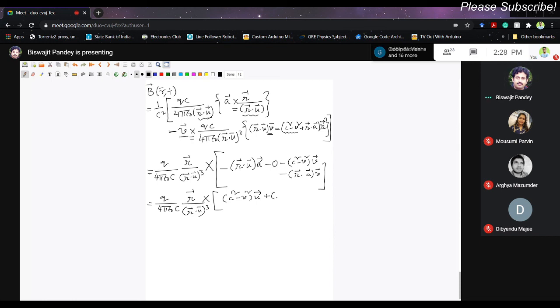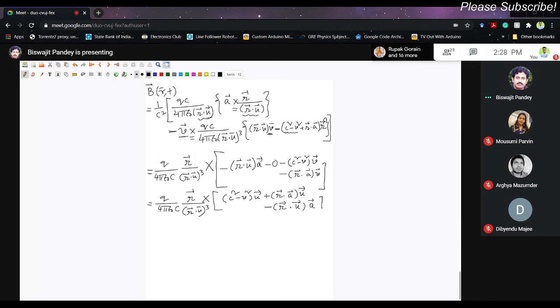plus (r dot a) into u minus (r dot u) into (c square minus v square). I am writing v here in the form of a. I'm explaining this because it may seem confusing to you. I will clarify how I'm writing this r dot u into a.